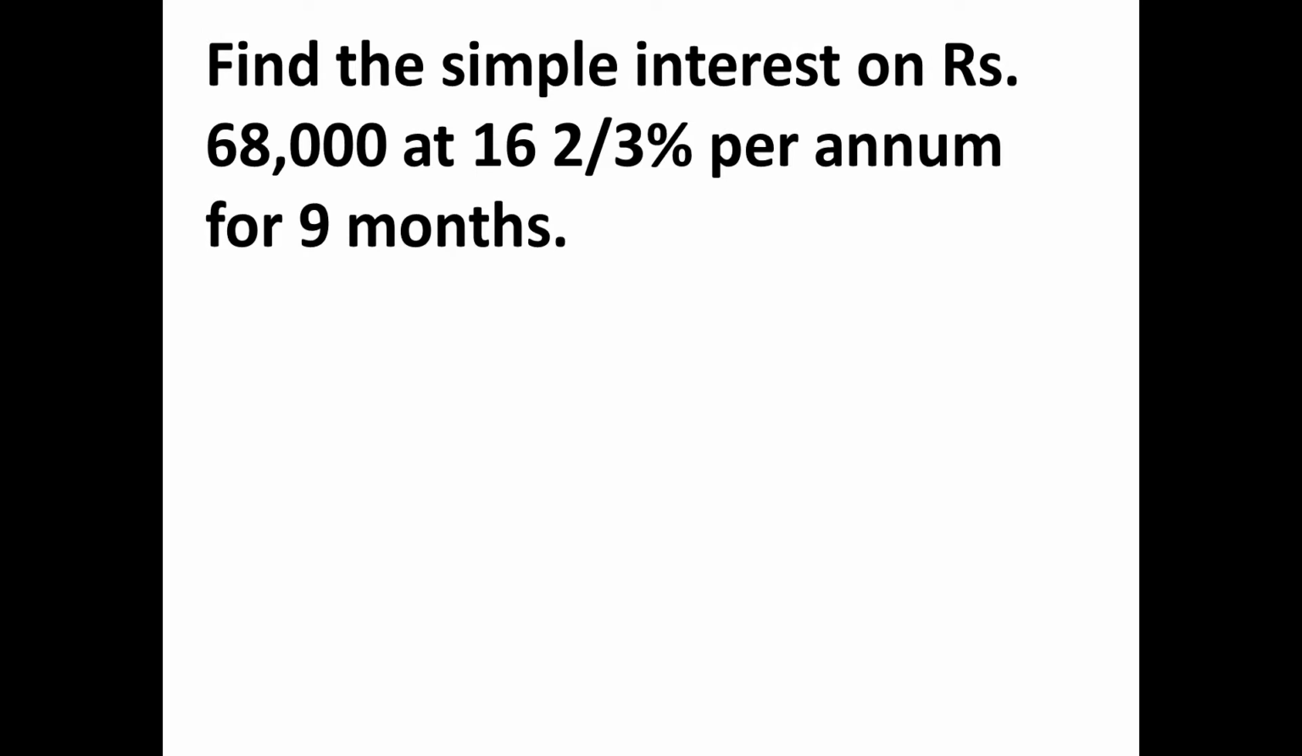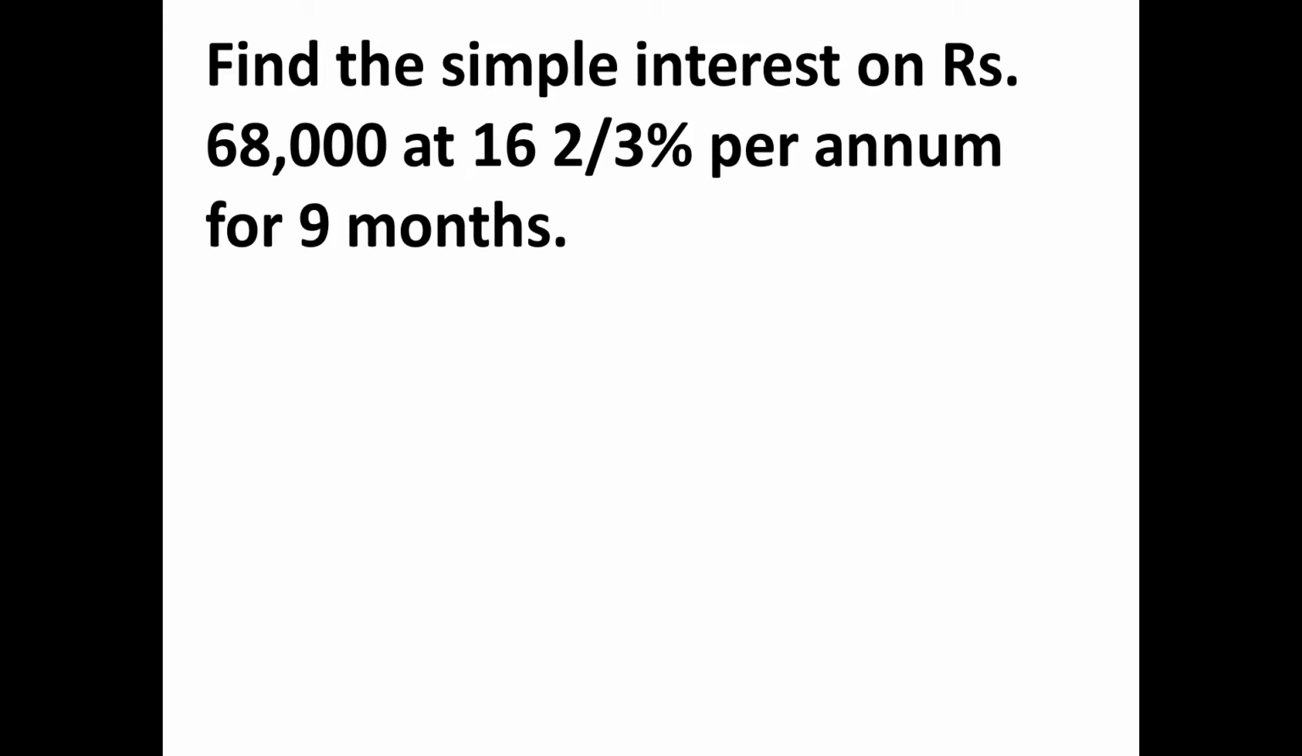Second question is: find the simple interest on rupees 68,000 at 16 and 2 by 3% per annum for 9 months. I repeat again, the question is to find the simple interest on rupees 68,000. This is your principal money. 68,000 is your P. Rate is given to you as 16 and 2 by 3%. This is the R value per annum, given for 9 months.